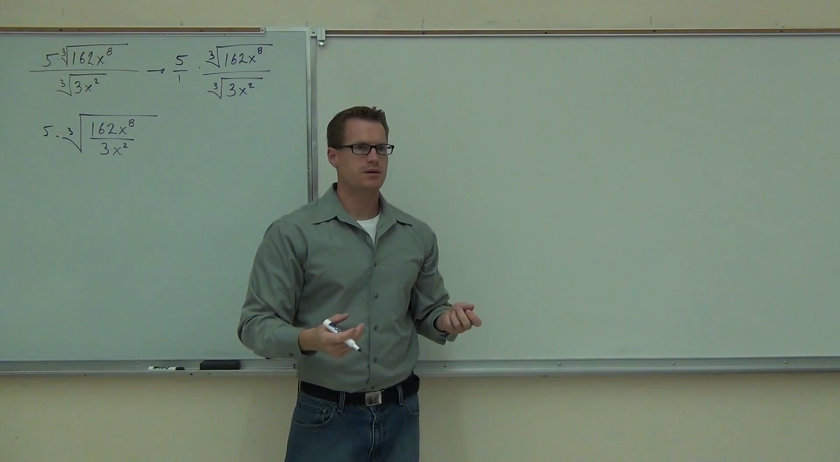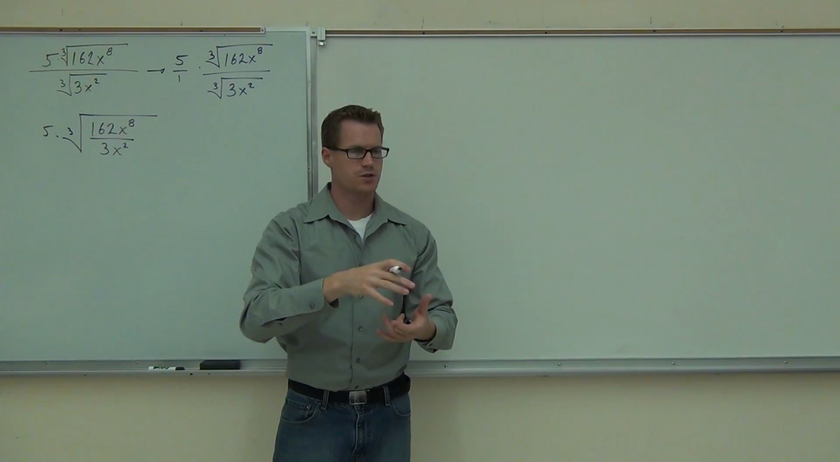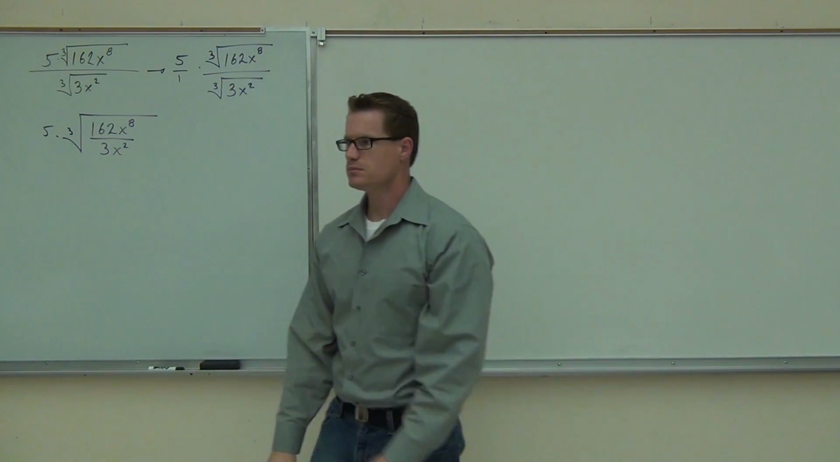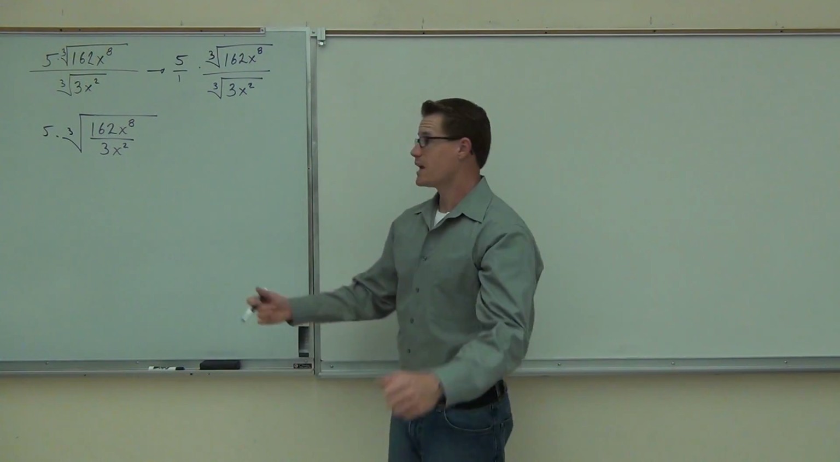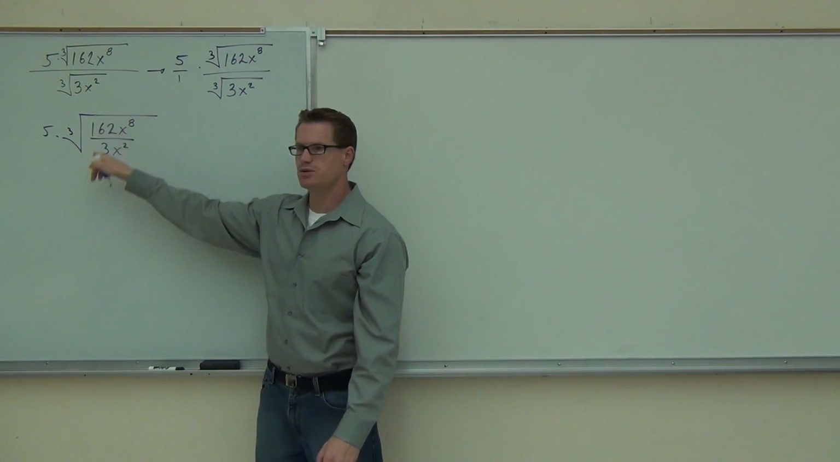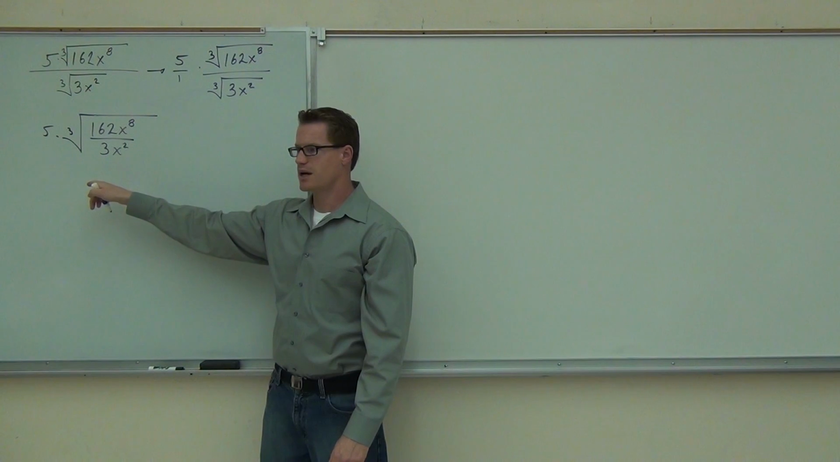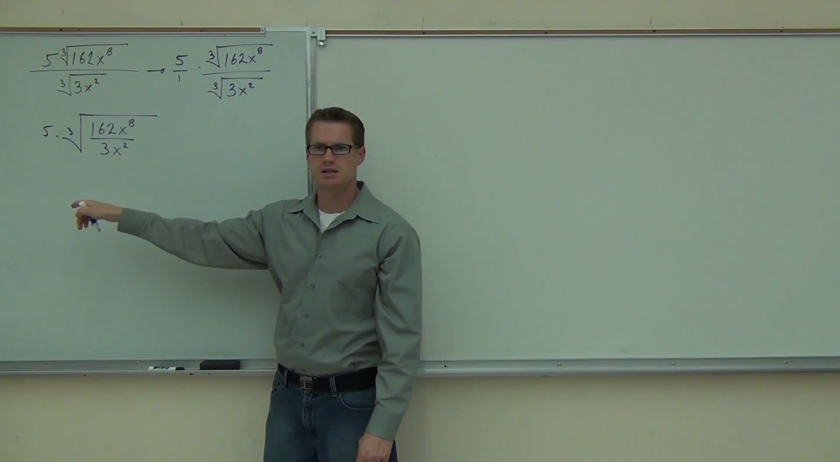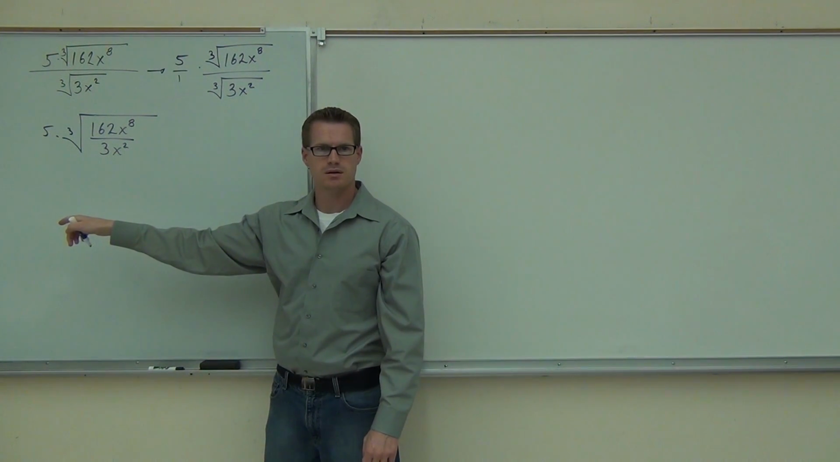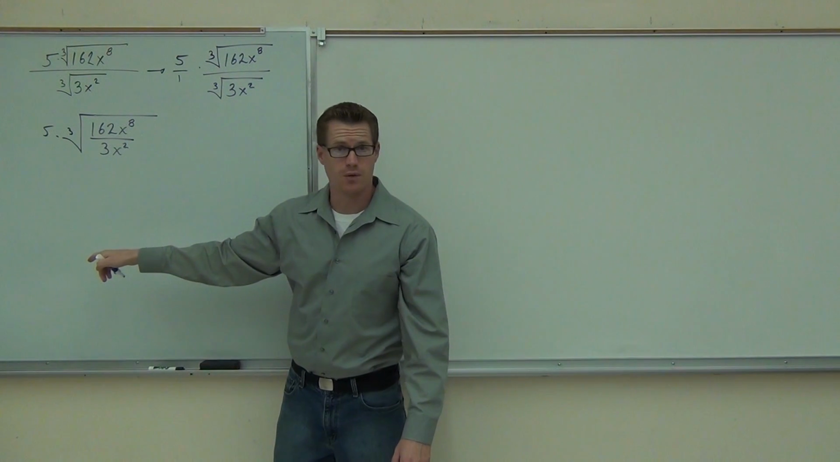Just a little step, right? Just a little step. Make that one root first. Why? And now you can simplify. Can you simplify 162 over 3? Yep. Do it on a calculator if you haven't already. How much is 162 over 3? 54. 54, okay.